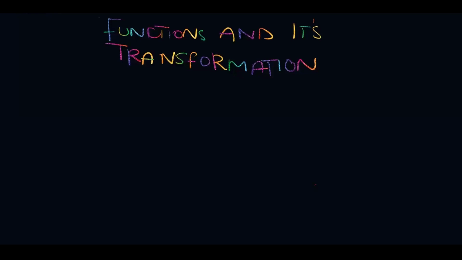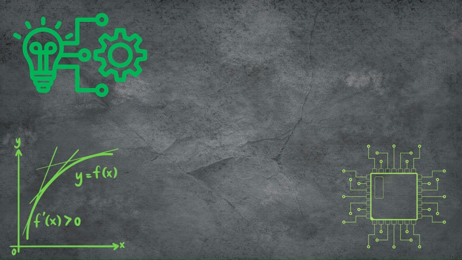This is part 2 of functions and their transformations. In part 1, we discussed vertical translations or shifts that happen when we add or subtract something from the output of the function. If you haven't watched part 1 already, you can visit by following the link somewhere here. In this video, we will learn about horizontal shifts. So without further ado, let's begin with the video.